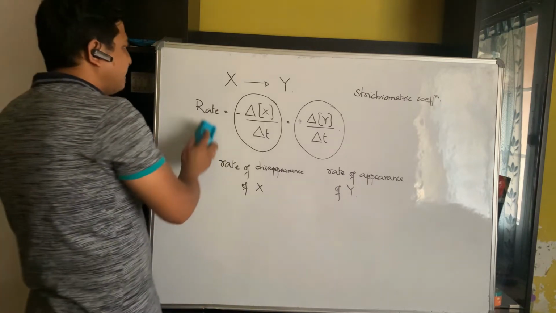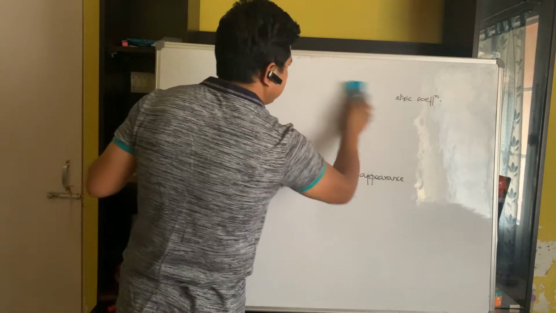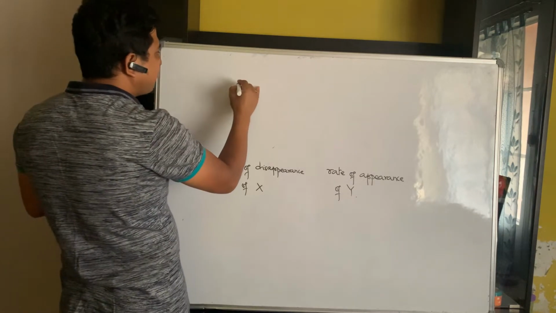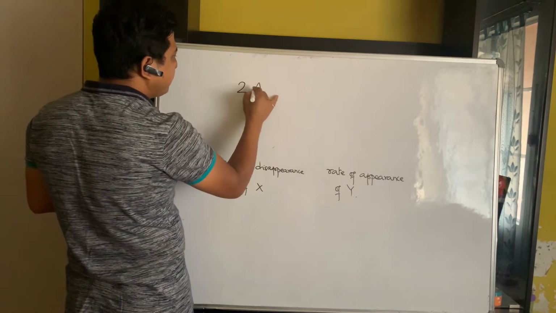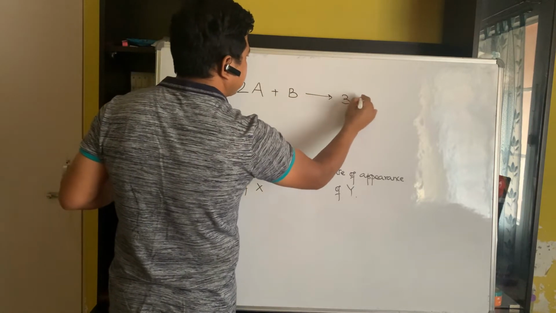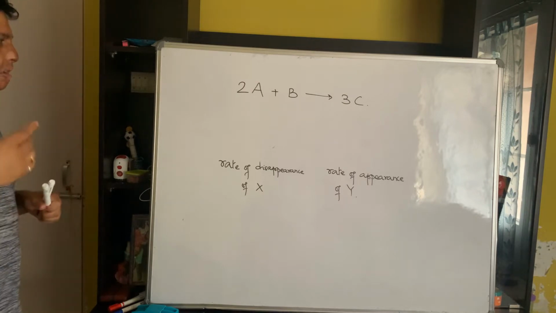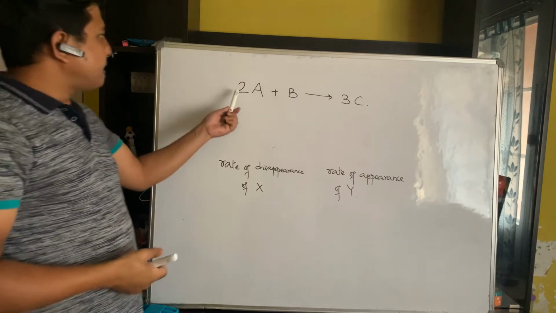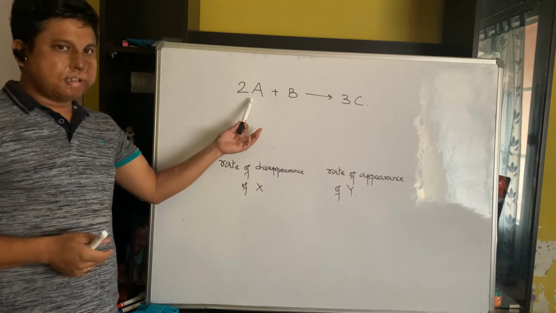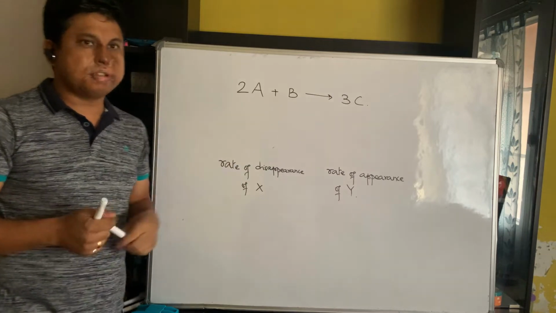So let us consider another hypothetical chemical reaction. I will write 2A plus B gives 3C. So the stoichiometric coefficients are 2, 1, 3. That means 2 moles of A react with 1 mole of B to produce 3 moles of C.